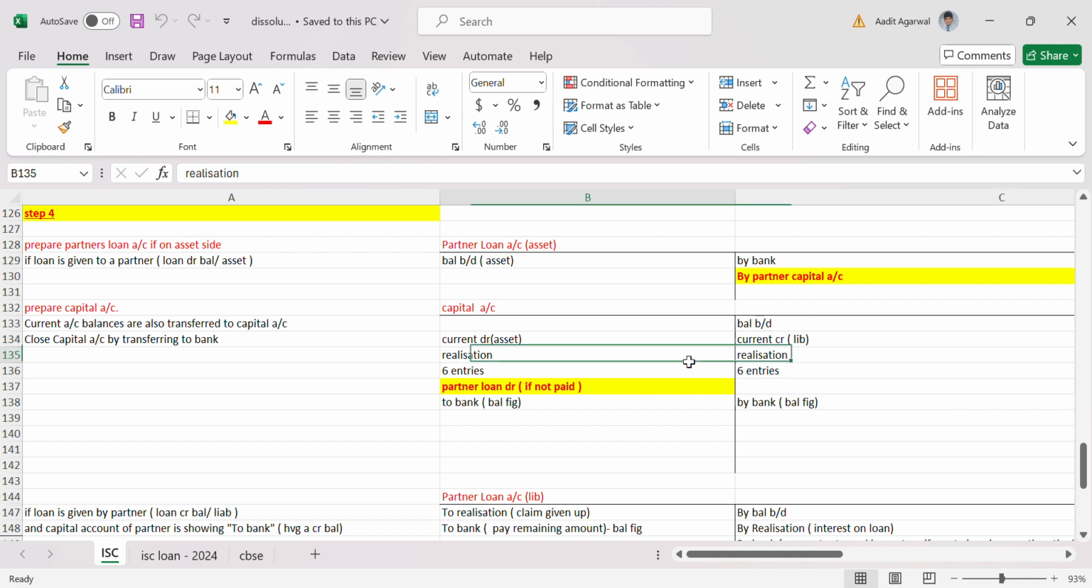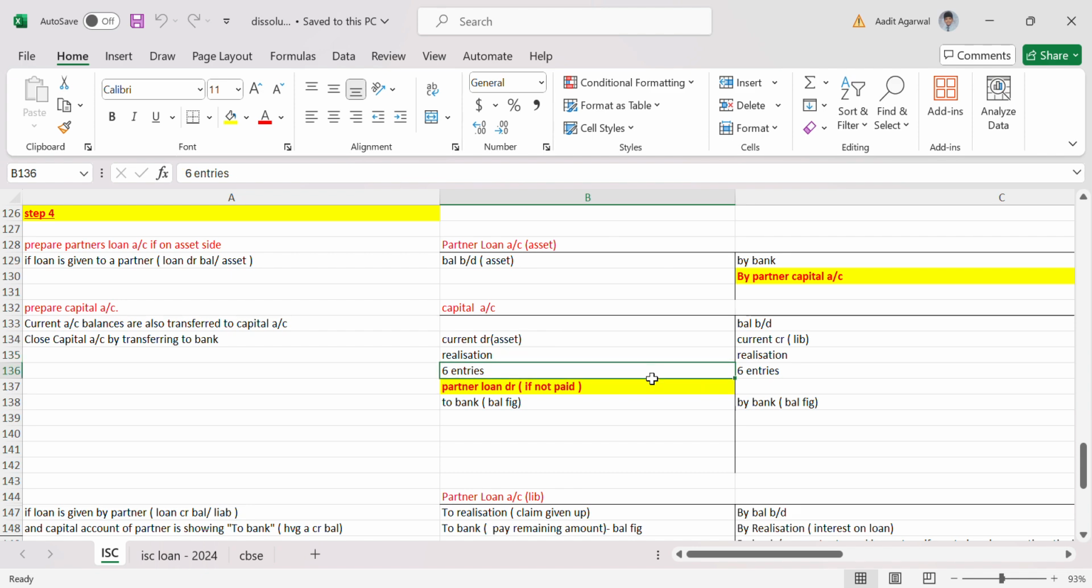Then you check your realization account. If in the realization account you have credited the partner, then in the partner's capital account you will show it on the debit side. If in the realization account you have debited the partner, then in the capital account you will show it on the credit side.